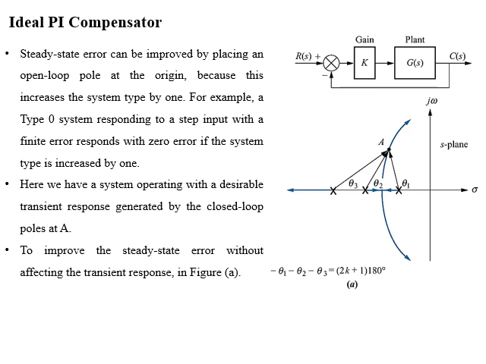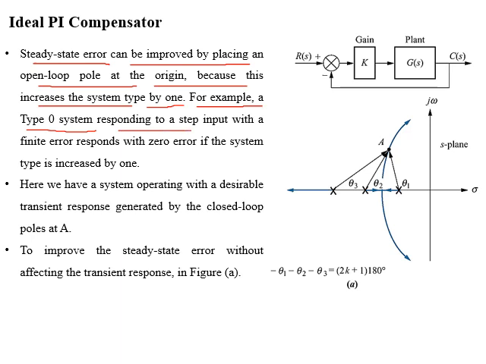Dear students, steady-state error can be improved by placing an open loop pole at the origin, because placing a pole at the origin in the transfer function of the open loop system improves the type of the system by 1. For example, if we have a type 0 system and we apply a step input, we will have a finite steady-state error, and for zero steady-state error we have to improve the system type by 1.